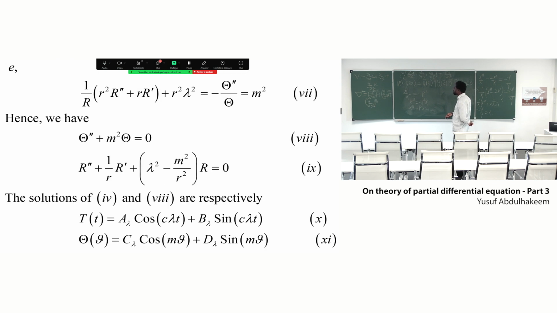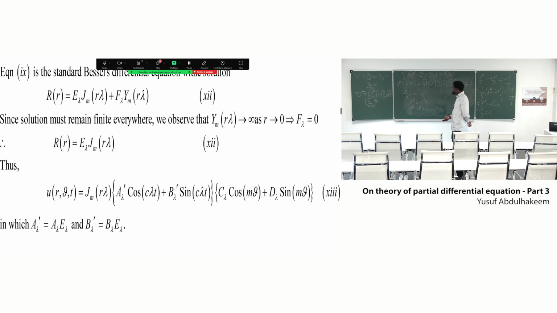Then the next thing is what? We assume a constant and then we solve those differential equations. And on solving those differential equations, we are going to obtain these solutions. You can see them here from equation 9, equation 10 rather. Then we have the equation, what is it called? It is the standard Bessel.